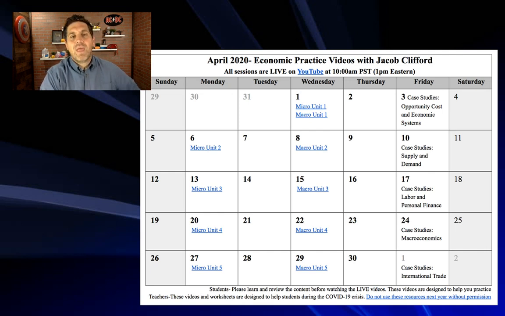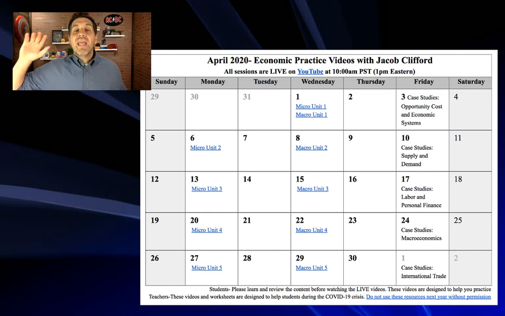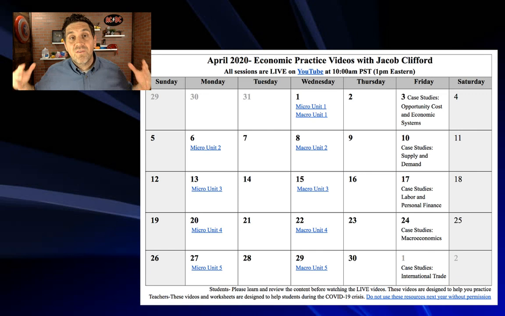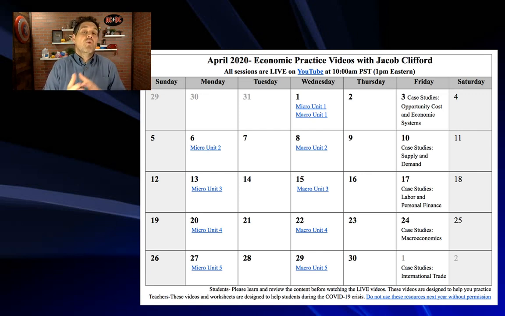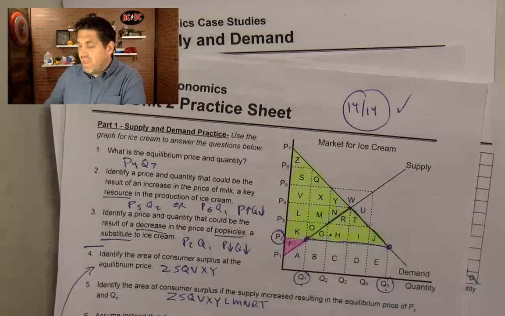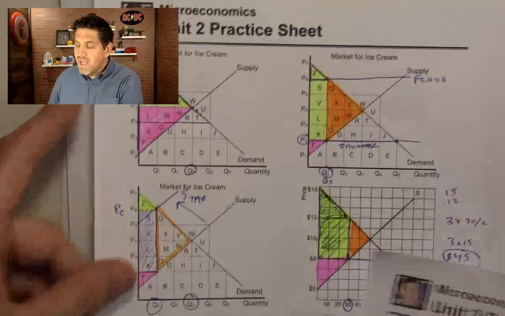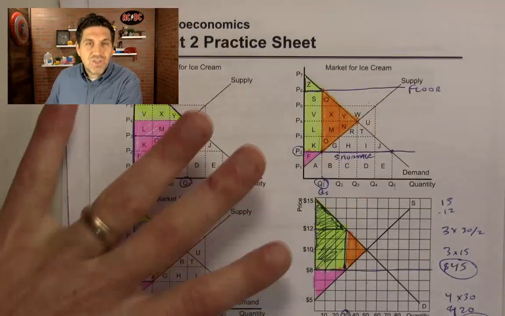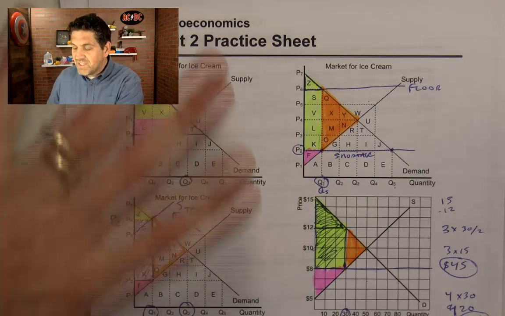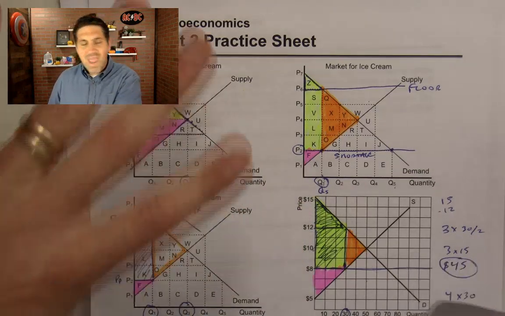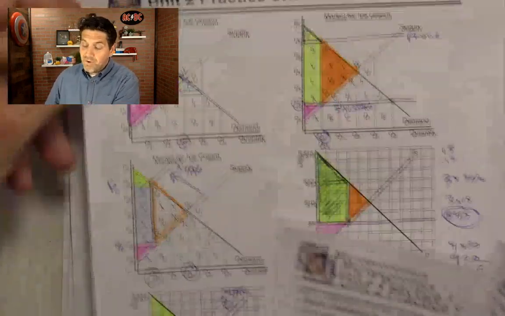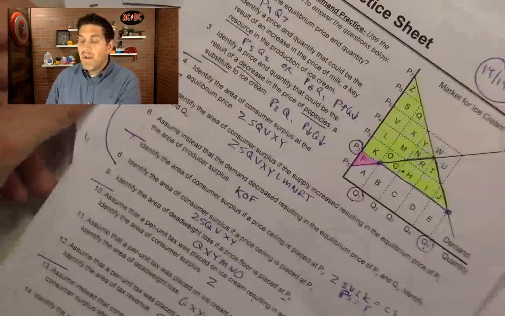Let's back up. If you saw my supply and demand video that I did for Unit 2 on Monday, you'd see we did all this kind of stuff that was right here. We did all this supply and demand practice, consumer and producer surplus. And this is your traditional economics course kind of stuff. This is what you learn in college and AP and even an MBA program. These are the things that you learn about supply and demand.